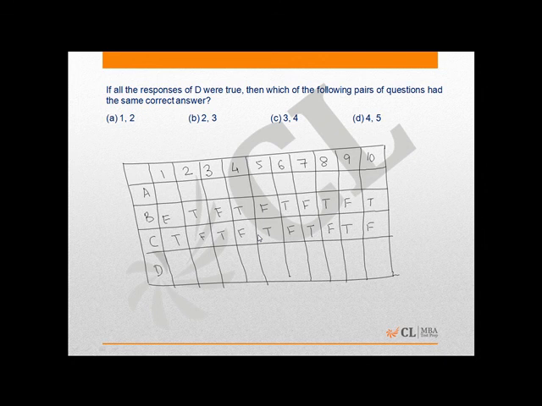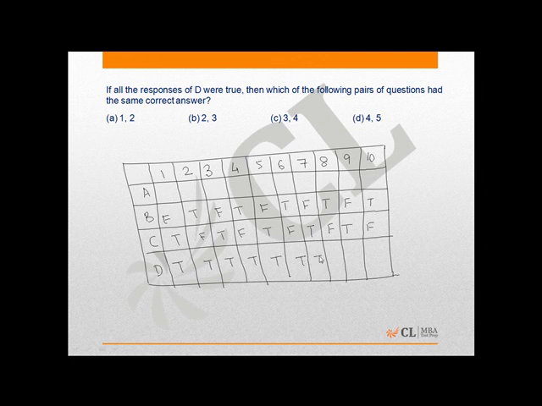Now as we understand in the table that has been given, B started with alternate questions as false and true, and C started with true as the answer, and then false, true, false, alternate options. Now as given in the question, D has given all the responses as true, so we are filling in true for all the cases.